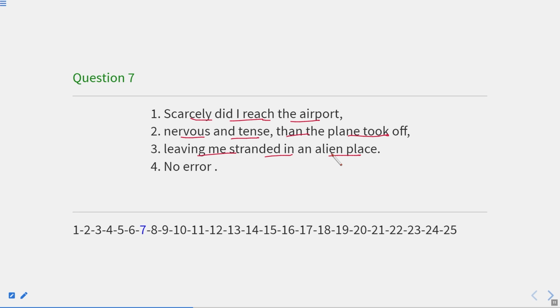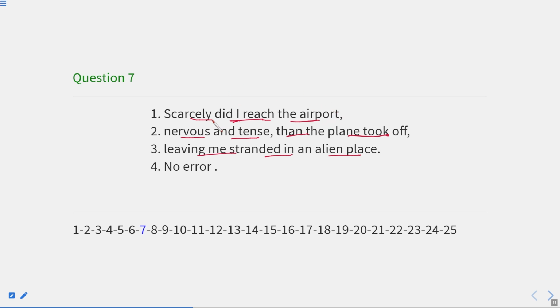Nervous and tense. I was nervous and tense because I was late. Okay, the plane took off. At the same time, the plane took off, leaving me stranded. It means leaving me there alone. You can say a person who is feeling very much in pain is suffering in that alien place, because that was a deserted or unknown place for him. Okay, for me, because I is written over here.